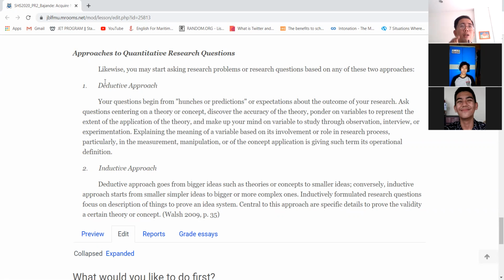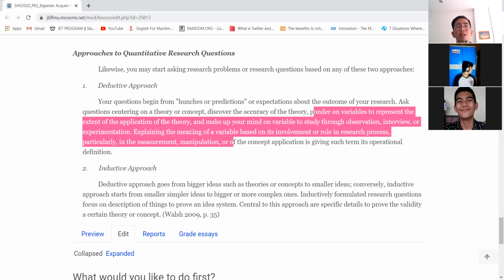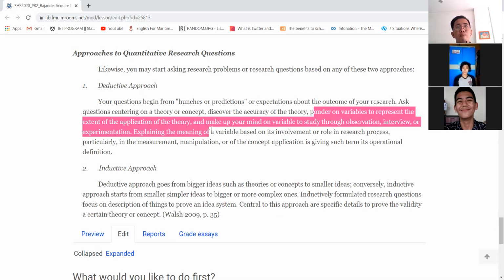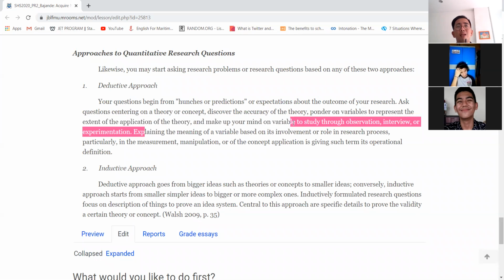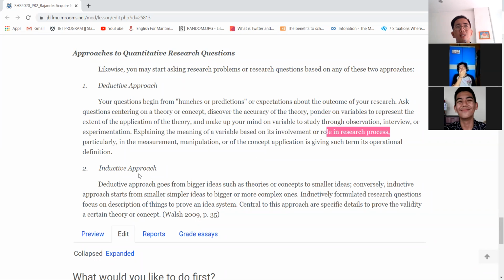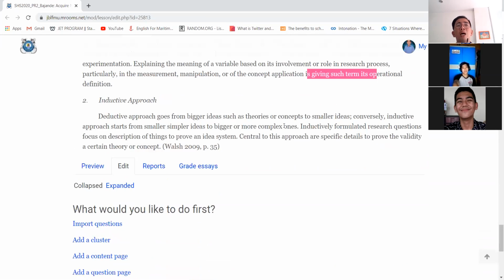So in that manner, that's what we call the deductive approach. So that's the process: ask questions centering on a theory or concept, discover the accuracy of the theory, ponder on variables to represent the extent of the application of the theory, and make up your mind on which variable to study through observation, interview, or experimentation. Explaining the meaning of a variable based on its involvement or role in the research process, particularly in the measurement, manipulation, or application of the concept, is giving such a term its operational definition.